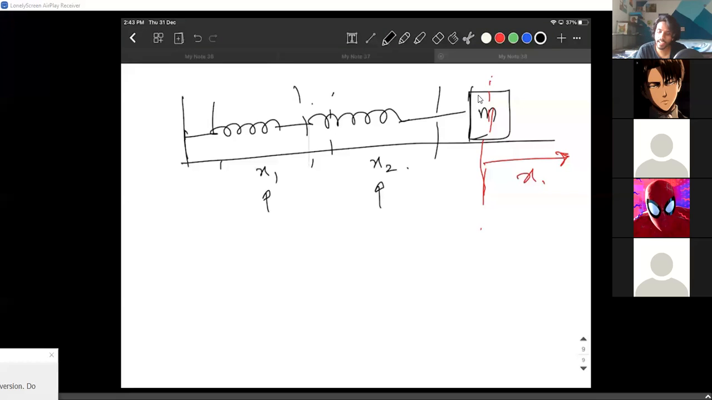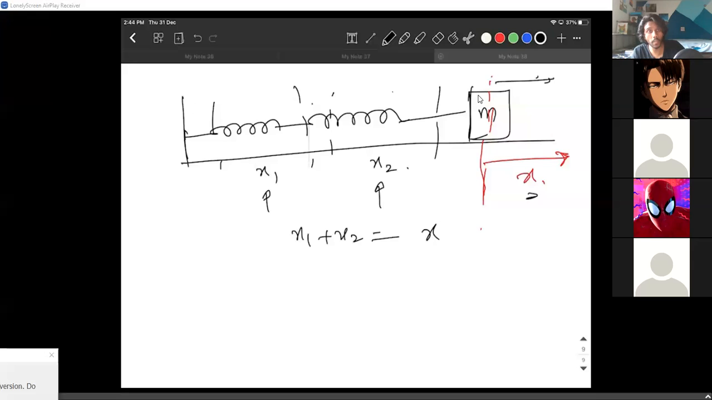I can clearly say the sum of these expansions is nothing but x, right? If it expanded 2 centimeters and then 3 centimeters, obviously the block will move by 5 centimeters only, right? That is the first thing that I did. Everything I'm doing should be intuitional only. I'm not teaching you any new Newton laws, okay? I'm just doing the same thing, x1 plus x2 equals x.